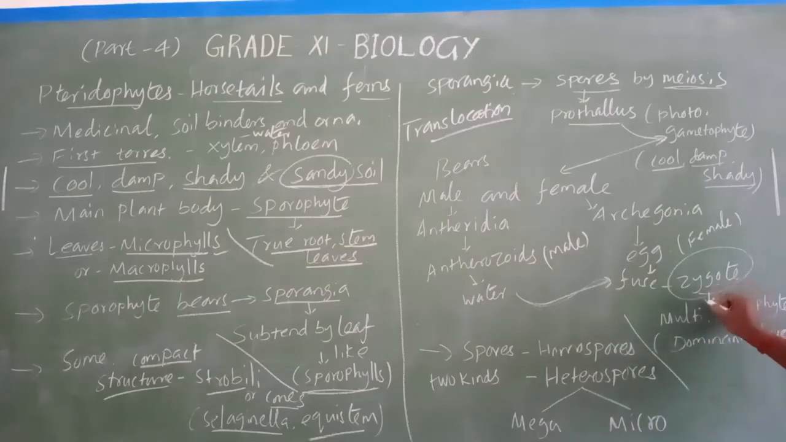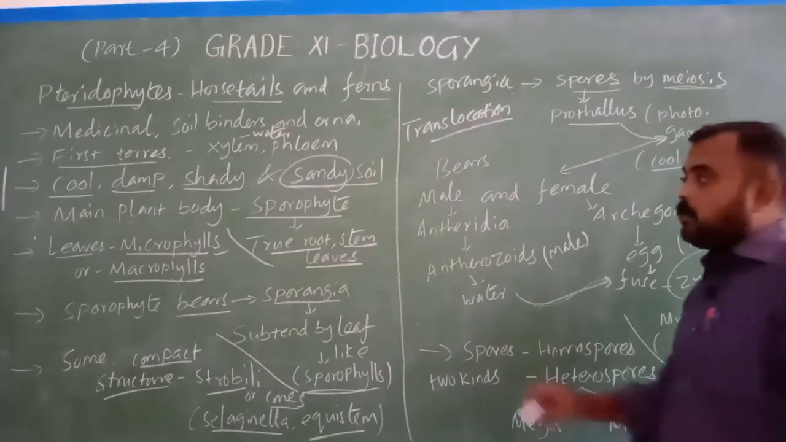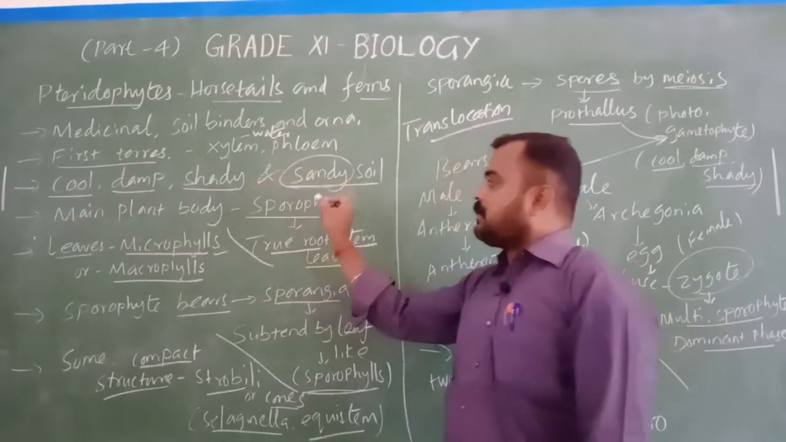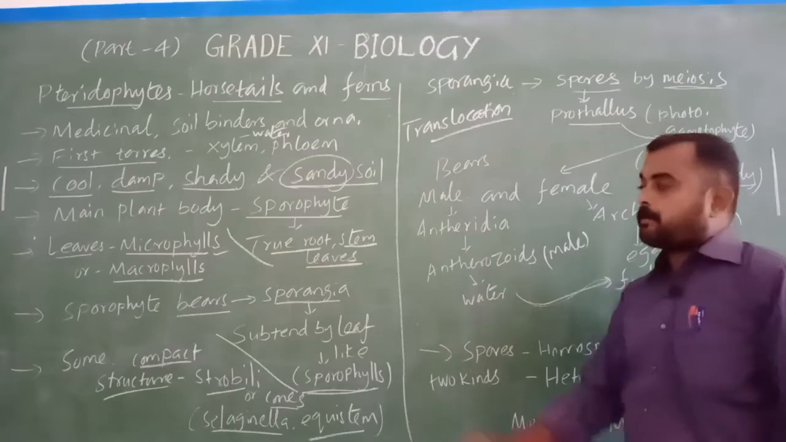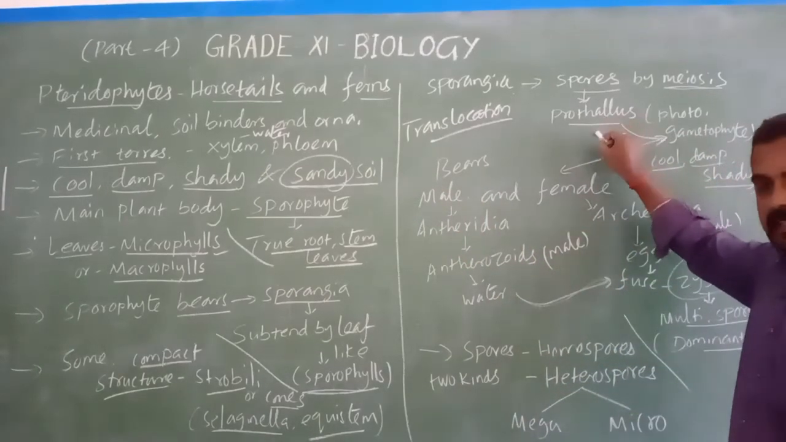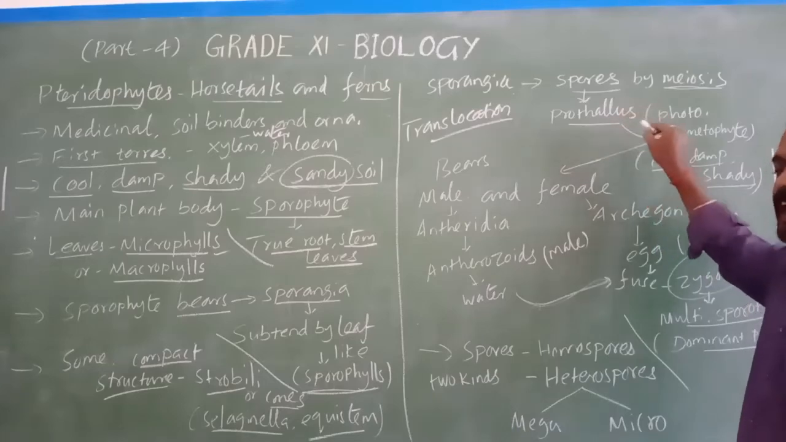Then which produce multicellular sporophyte. It is the dominant phase. So what we said before, the main plant body is the sporophyte. That sporophyte, how did it come? From the prothallus, because the prothallus consists of the gametophyte.